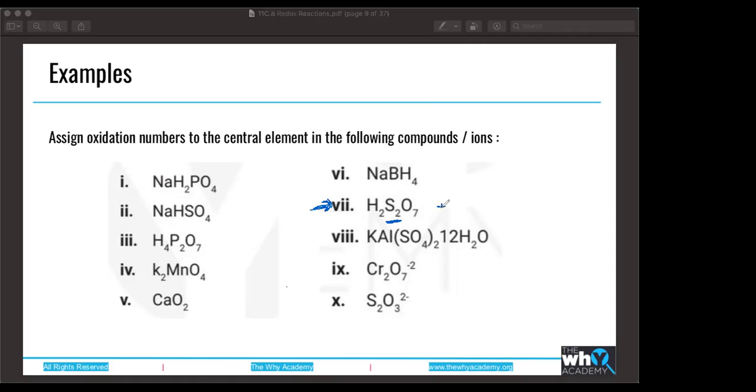So hydrogen is +2 because 1 into 2. Sulfur, we don't know, so 2x. And oxygen is 7 into 2, so -14. So overall 2x equals +12. So x will be equal to +6. Okay. So you guys got the hang of figuring out oxidation states, right? Or do you want to practice some more? Yes, ma'am, got it. Cool.